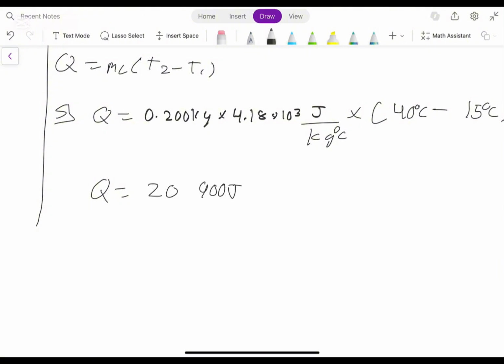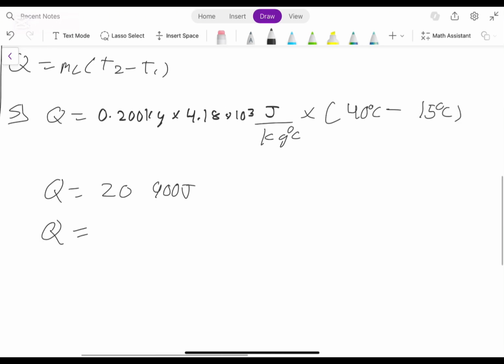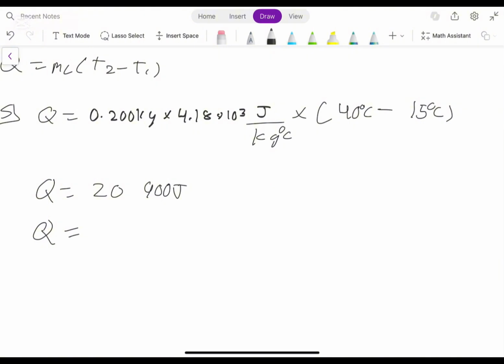20,900 joules, and we can simply just put this into kilojoules to lower our digits. And if you notice, we have 2 significant digits here, so we should round off to 2 significant digits. So you'll get 21. Well, you can write it as 21 kilojoules, because you should get 21,000 when you round off, and then divide that by 1,000, and you get 210 kilojoules.